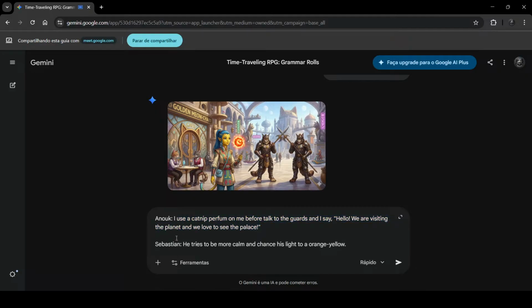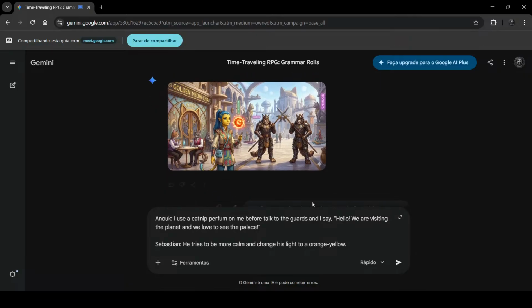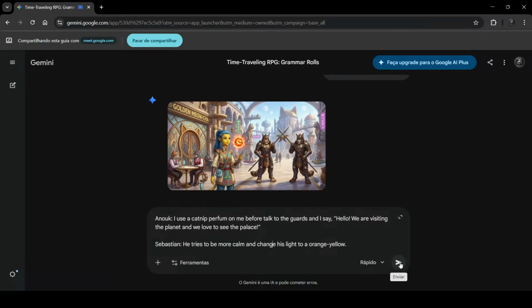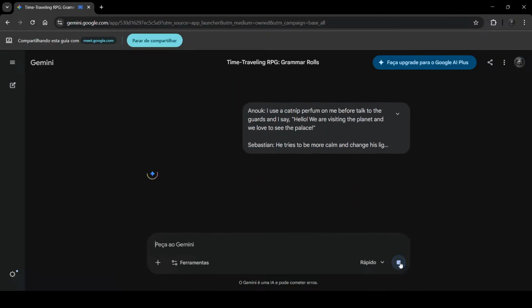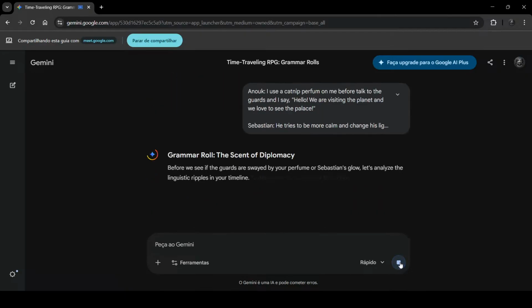Okay, Sebastian: He tries to be more calm and change his light to an orange yellow. Is there anything here you would like to change? Yeah, change is with a G. Where do I put the G? In the place of the C. Yes, it's better. Okay, good. So let's go. Let's see what it does, hopefully.